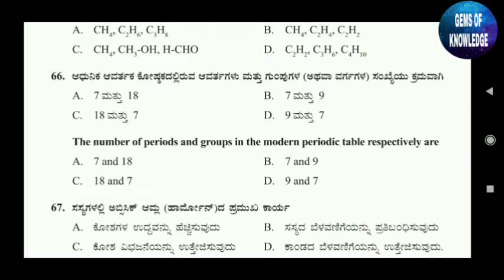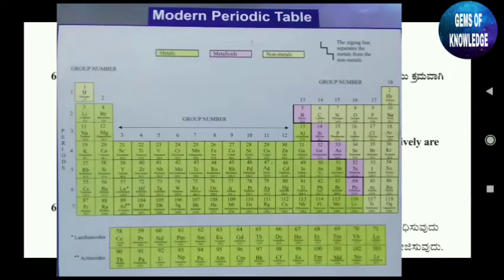The number of periods and groups in the modern periodic table respectively are? You can see a picture popping up onto the screen, which is the modern periodic table. Here you can see how many periods there are and how many groups there are.